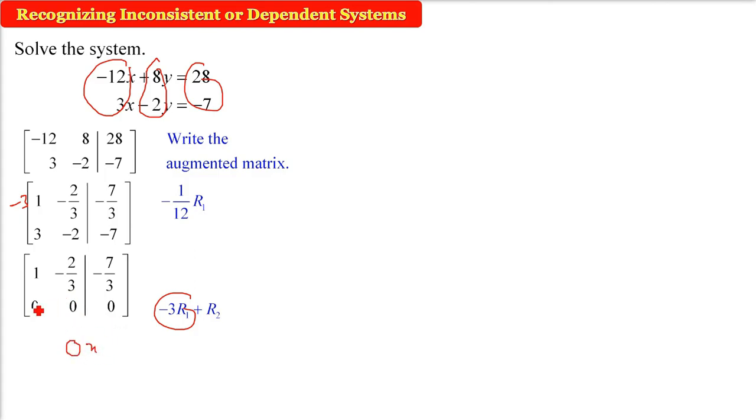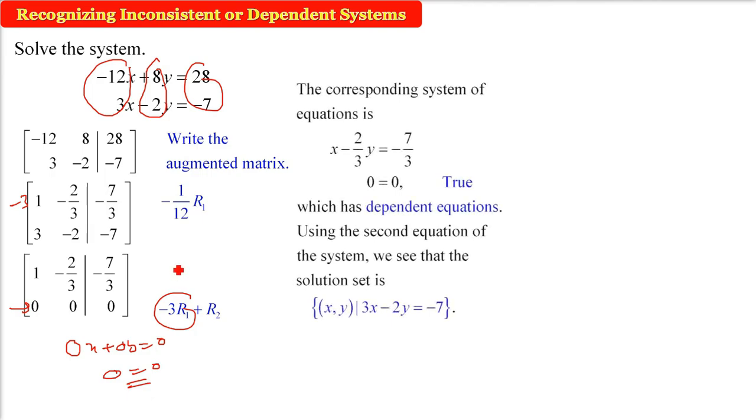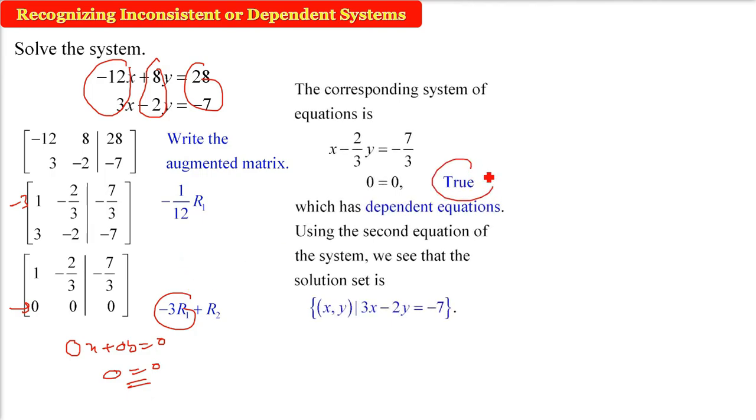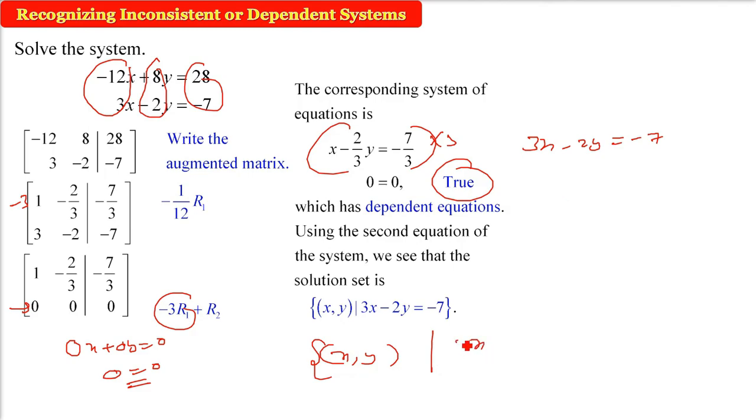What does it mean? 0 into x plus 0 into y, the second row, equals 0, 0 equals 0. And that is true. That is not false. So we have 2 equations, x plus y into -2 by 3 equals -7 by 3, and 0 equals 0. So since 0 equals 0 is true, these are dependent equations. And this dependent equation, 3x minus 2y equals -7, is actually dependent on the second equation, and we can just write the solution as x, y such that 3x minus 2y equals -7. That is the actual solution. Okay, you just have to write this as the solution. These are the dependent system.